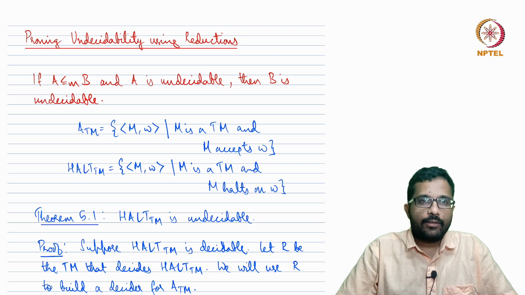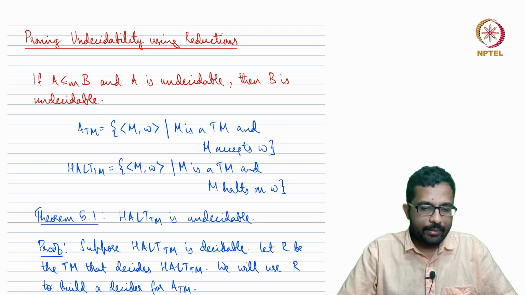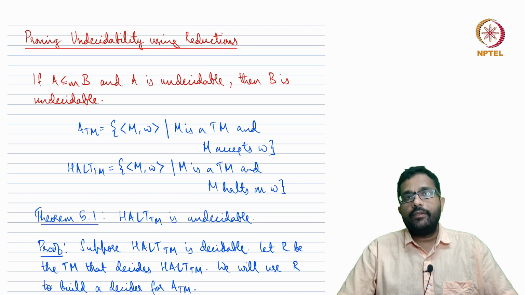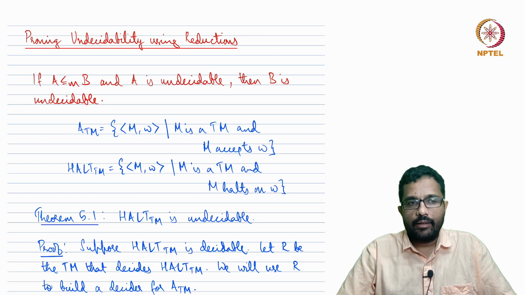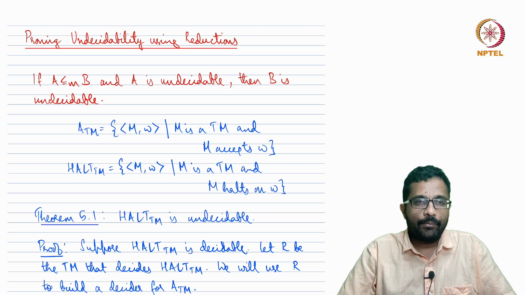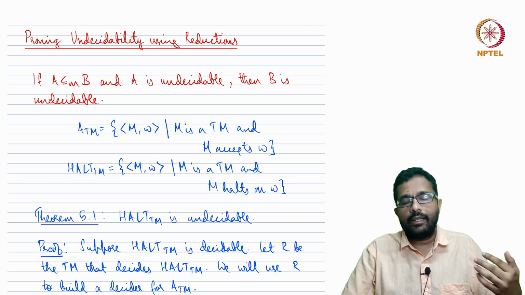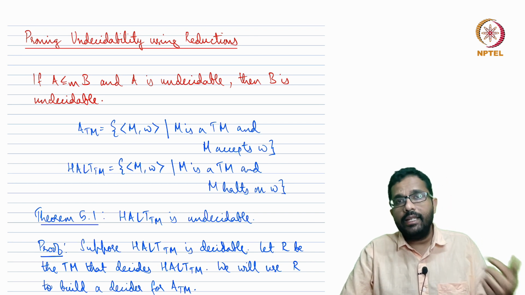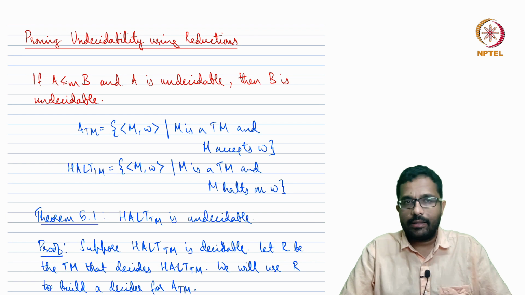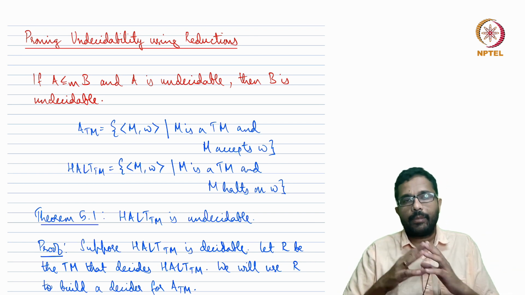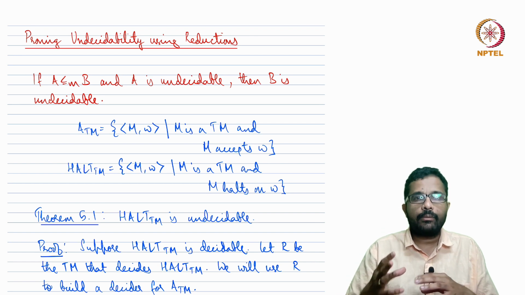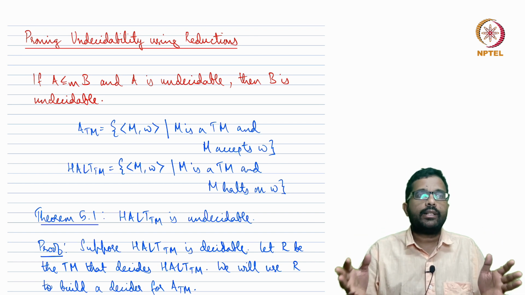Hello and welcome to lecture 40 of the course Theory of Computation. In the previous lecture, we saw what reductions are. We defined mapping reducibility, and then we made two statements. One is that if A reduces to B, and if B is decidable, then A is decidable as well. So you could use the reduction from A to B and then the decider for B and combine them to get a decider for A.